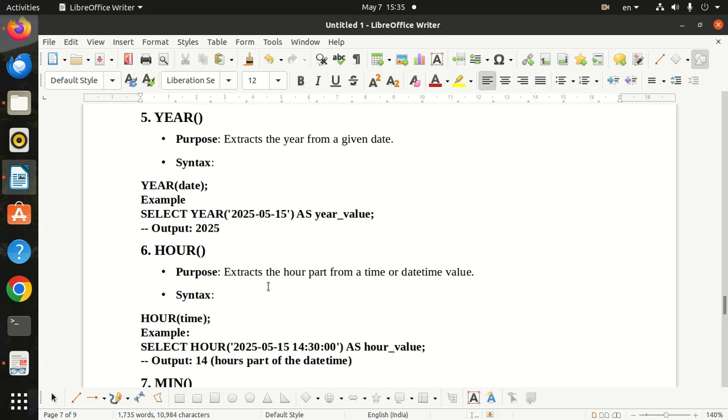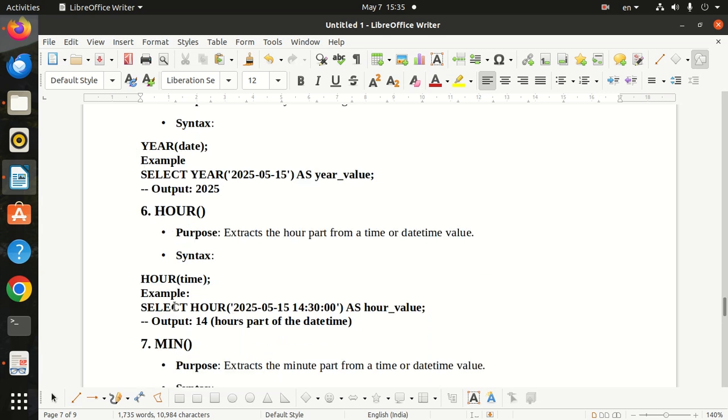HOUR extracts the hours part from a time or datetime value, which has the syntax HOUR(time). Example: select HOUR of 15-5-2025 with time 14:30 as our value, the output will be 14.